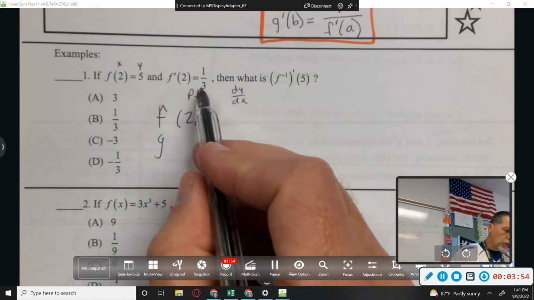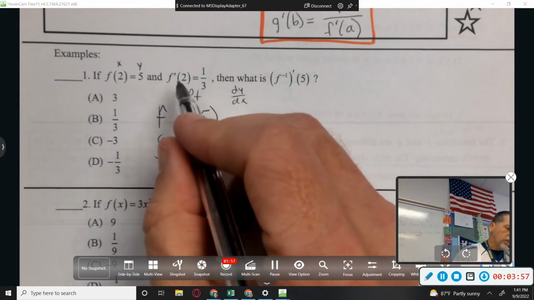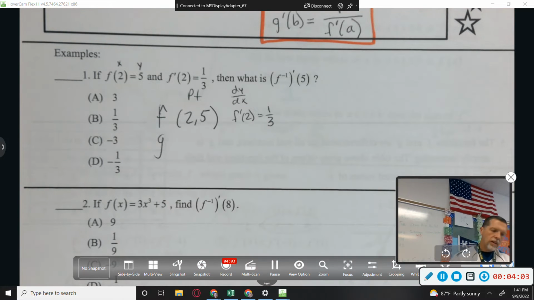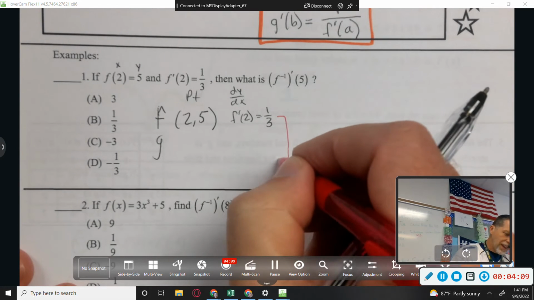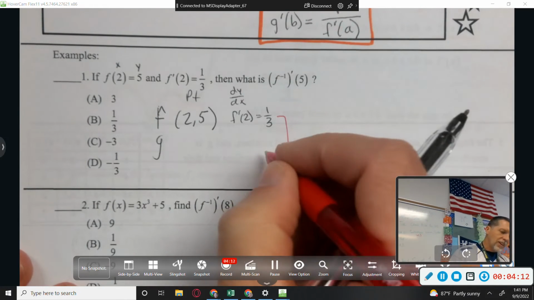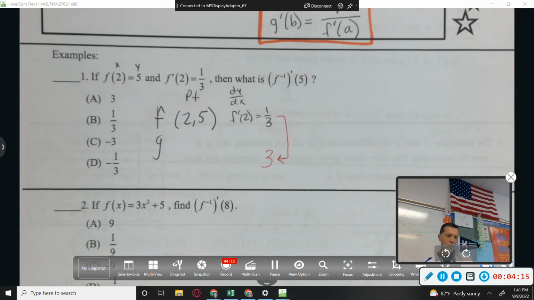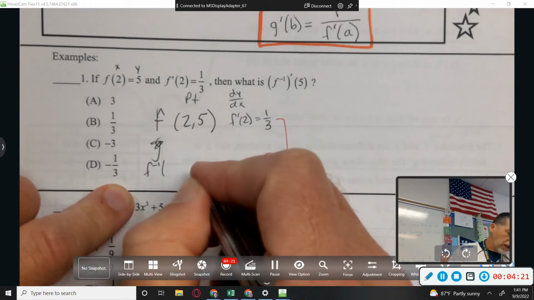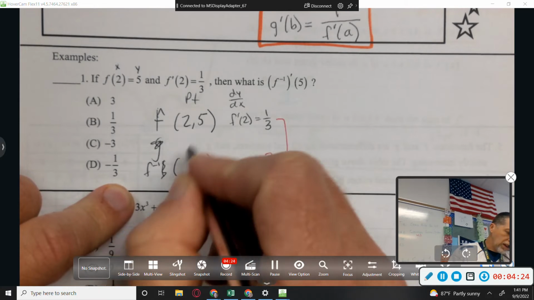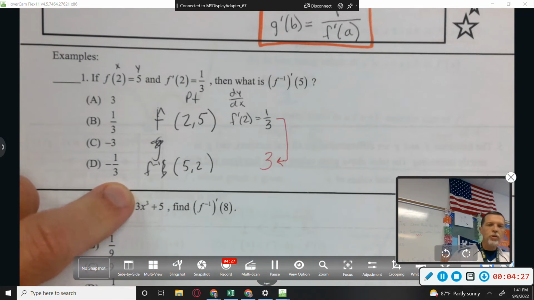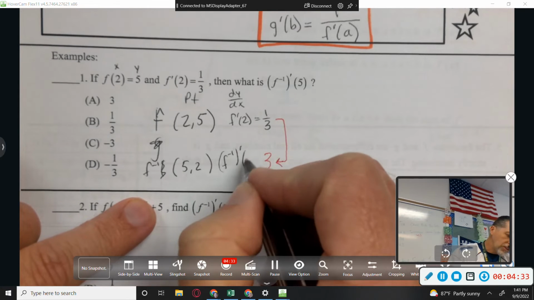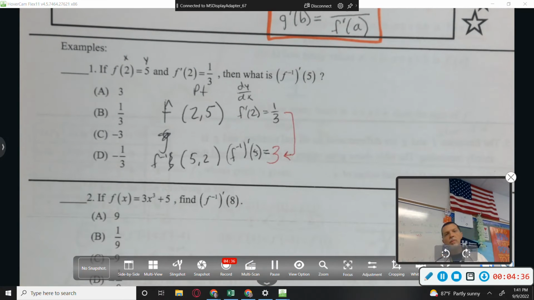f'(2) = 1/3. Okay, so the derivative at 2 equals 1/3. Well, before I do anything else, even read the rest of this problem, what's the reciprocal of 1/3? 3. Now I need to be careful to make sure that's what they're asking for. f inverse, okay, I put g, but f inverse is the same thing. That point would be (5, 2), because you've got to switch them. So the derivative of the inverse at 5 is equal to 3 because they're reciprocals.